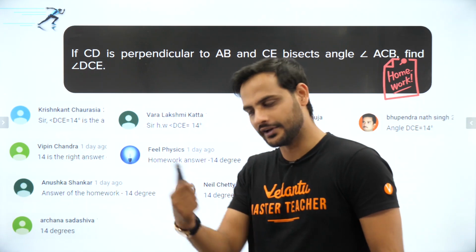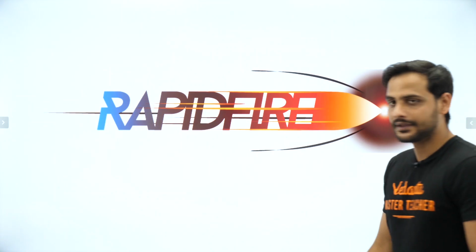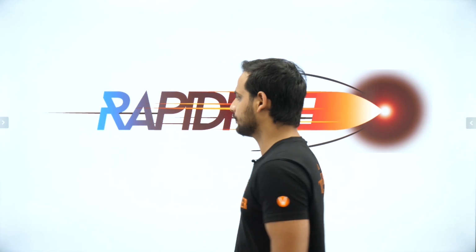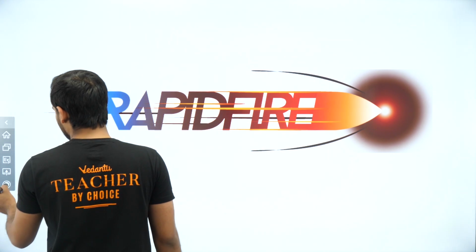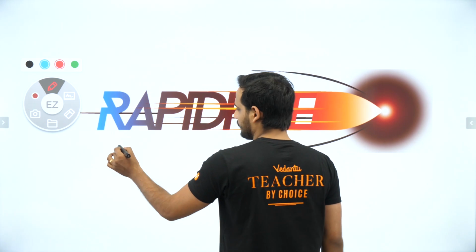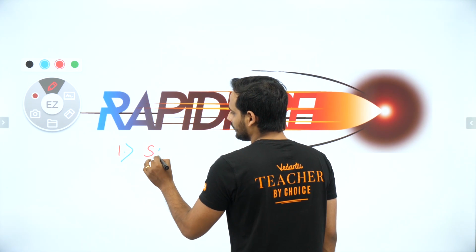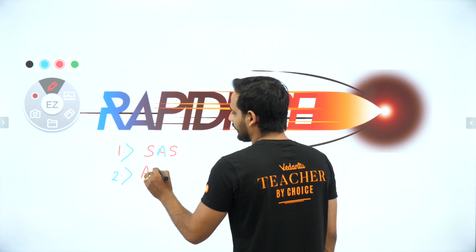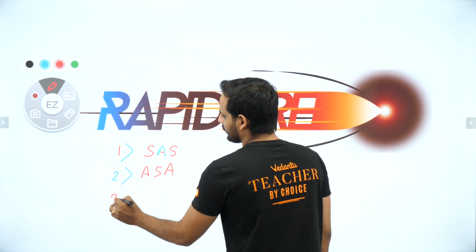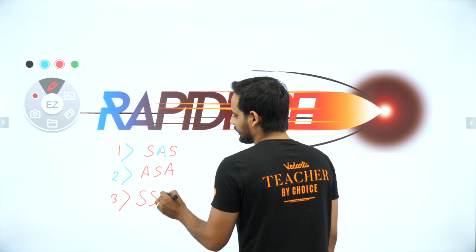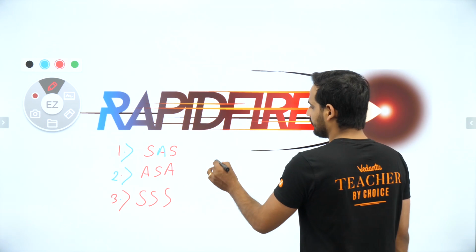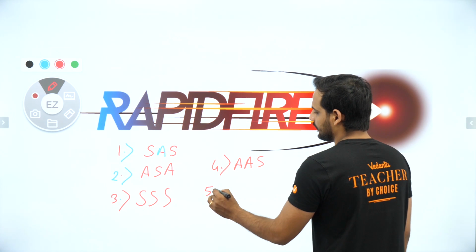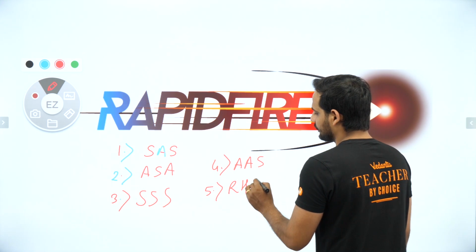Okay, let's move to today's class, which is topic triangles. Let's start the rapid fire for the congruence of triangles, and we'll be solving some questions. But before that, let me tell you what congruence methods we have. The methods we have studied are, first, side angle side, then angle side angle, then side side side. These are the three basics which we have already learned, and then we have learned angle angle side, and then the right angle hypotenuse side rule.